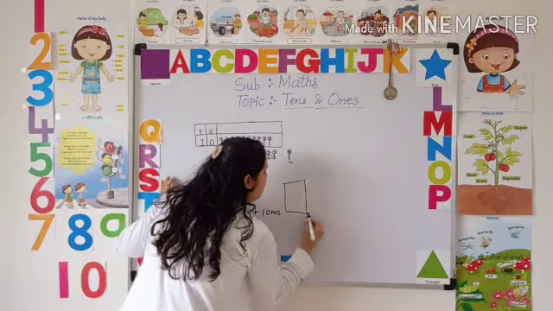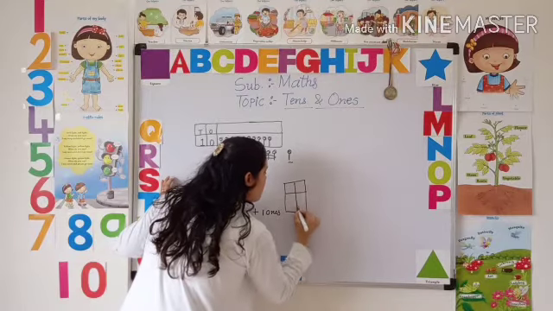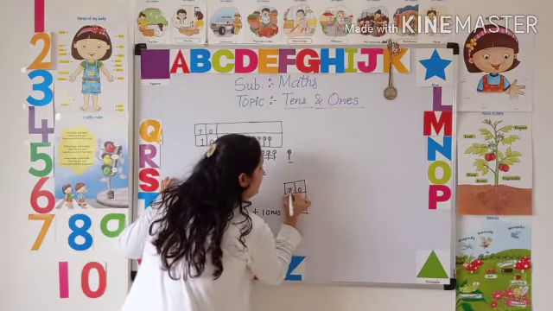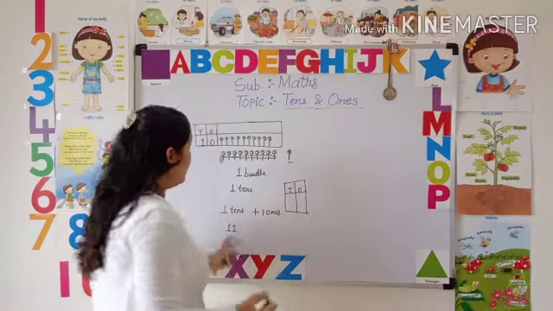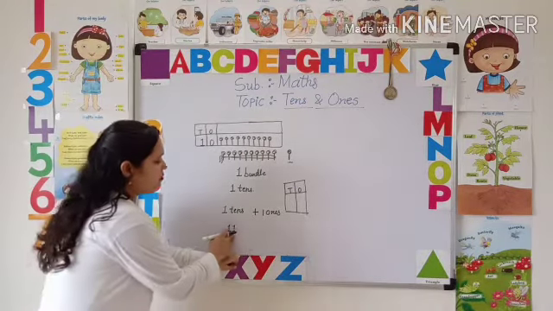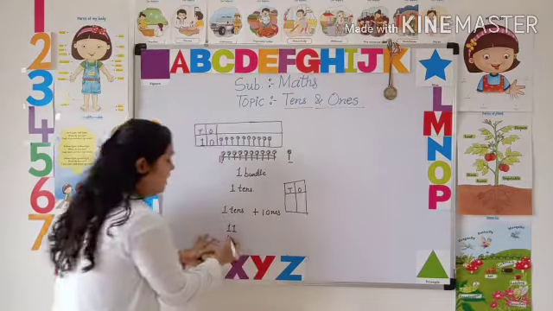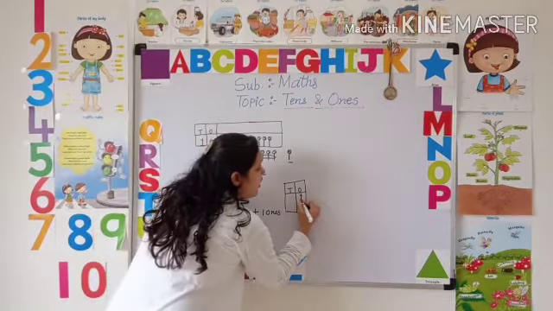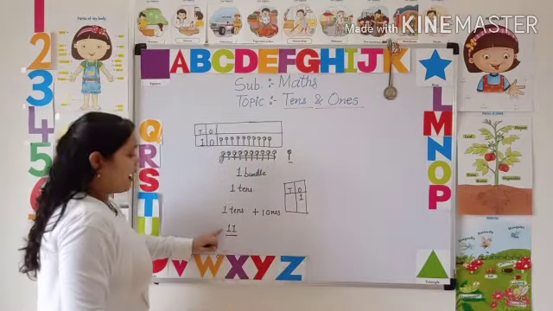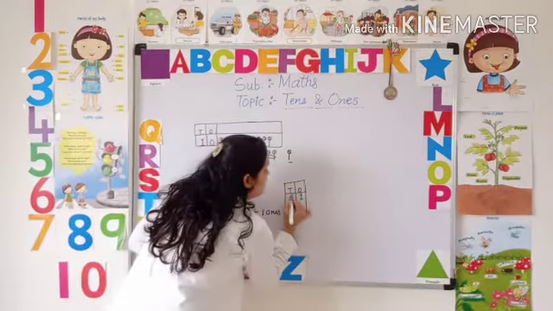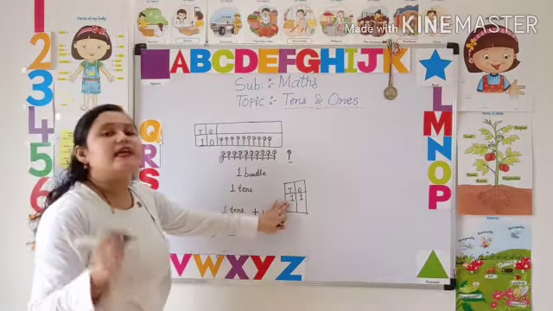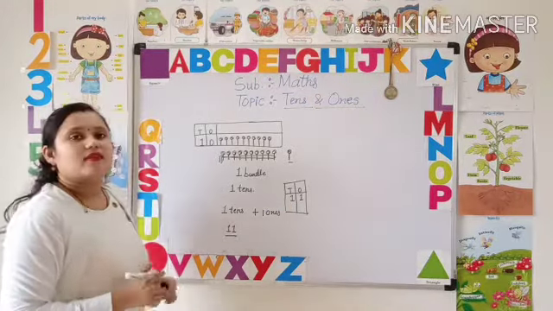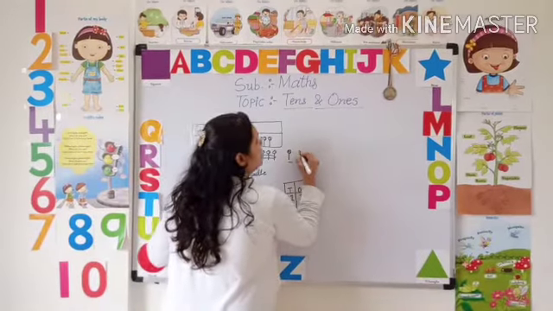Like this. Look here, everyone. First, I am going to write here 1s and 10s. After that, I will write number 11. I will write the right digit in the 1s column and the left digit in the 10s column. We have total 11 lollipops. Going to add one more lollipop.